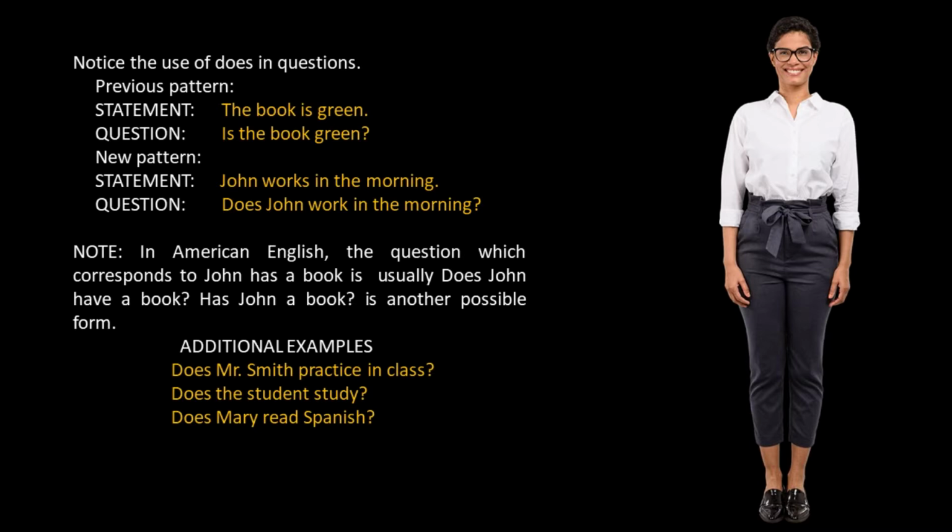In American English, the question which corresponds to "John has a book" is usually "Does John have a book?" "Has John a book?" is another possible form. Additional examples. Does Mr. Smith practice in class? Does the student study? Does Mary read Spanish?